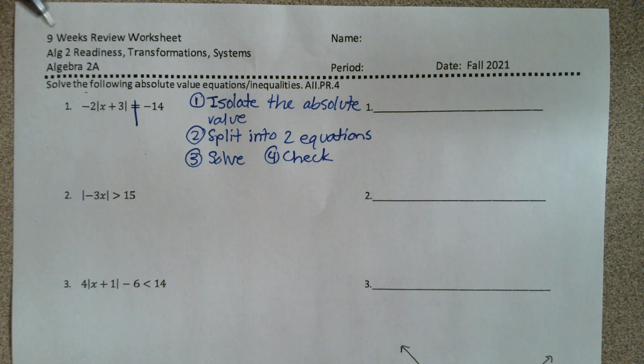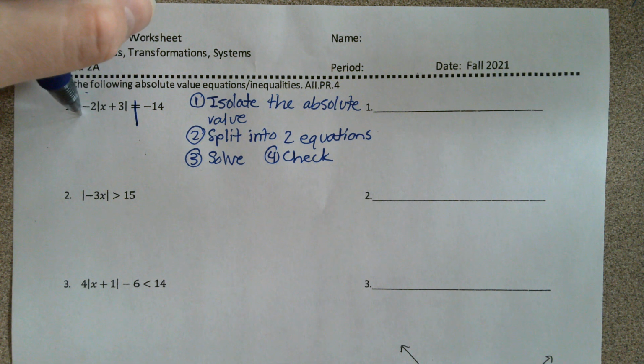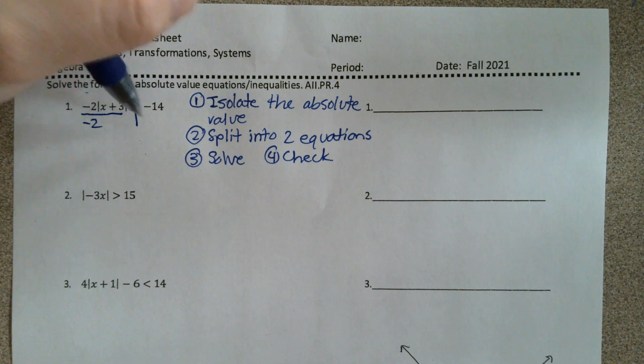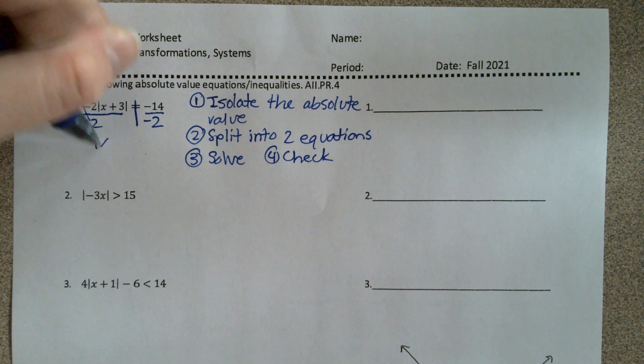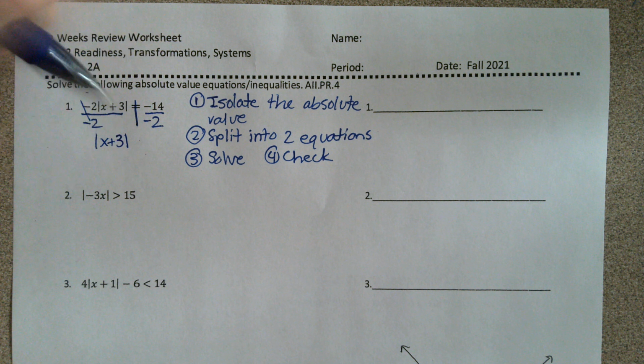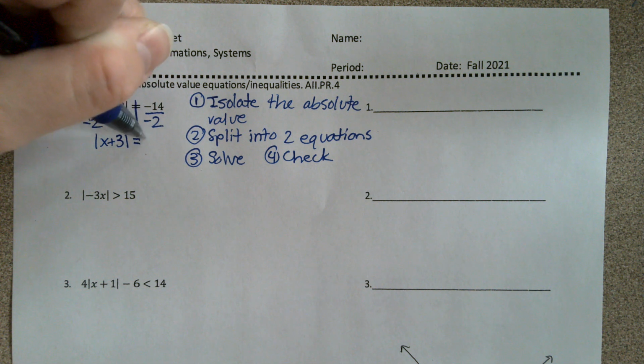For those of you who are tempted, we never distribute into an absolute value. So to get rid of it, we need to divide it off. Always divide it off, never distribute. We're left with |x + 3| = 7, this is positive 7.